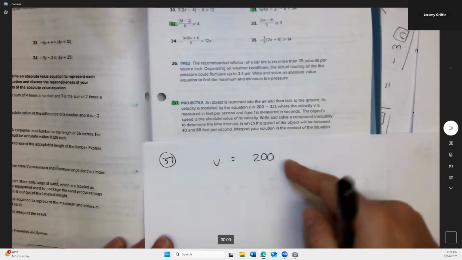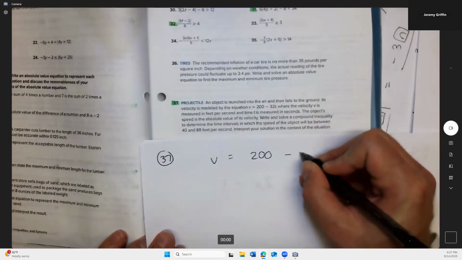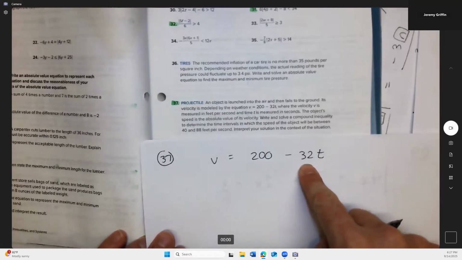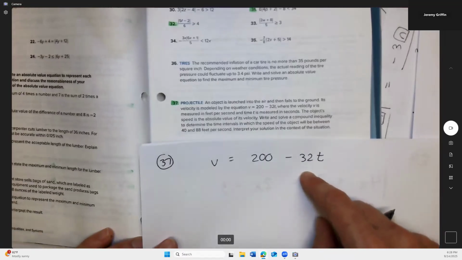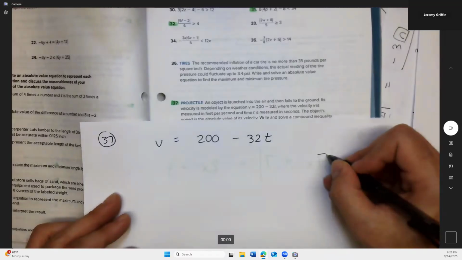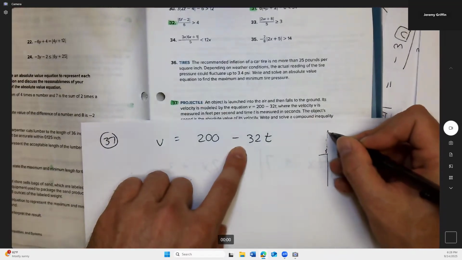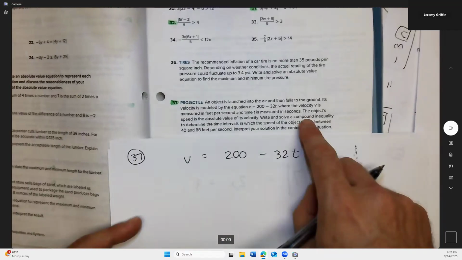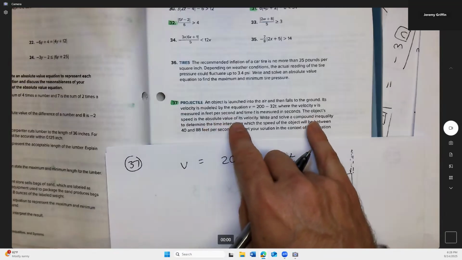So if this were a physics class, I would definitely write feet per second, but I'll just leave that off. Then minus 32t. Oh, by the way, I know what 32 is. That's feet per second squared. That's Earth gravity. So that would be true. This is like if you threw an object straight into the air. It's slowing down with time, and then eventually it comes down and picks up speed because gravity's pulling down. But see, the object's speed is the absolute value of its velocity.